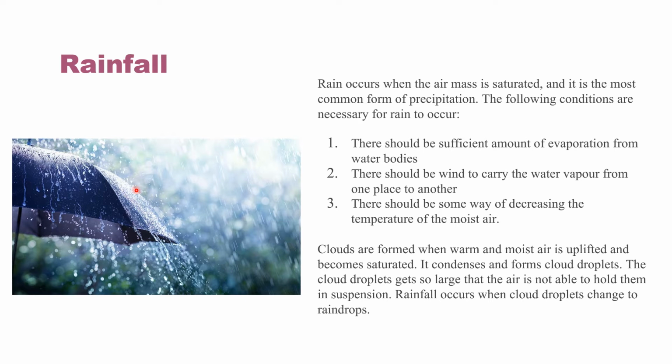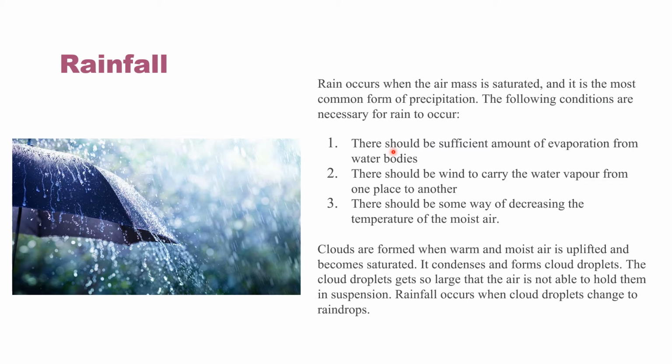Now rainfall. Rain occurs when the air mass is saturated and is the most common form of precipitation. A certain amount of atmosphere has a capacity to hold moisture. If that limit is crossed, that is, it can no more hold any moisture, in that case what will happen? The rain will be formed, that is, the water will start dripping down in the form of rain.